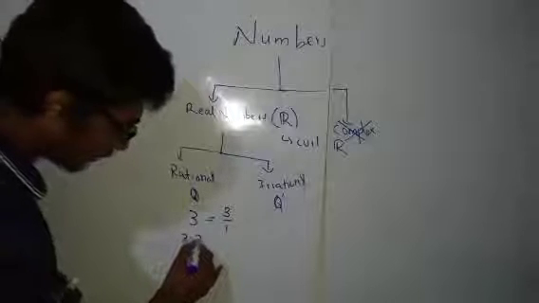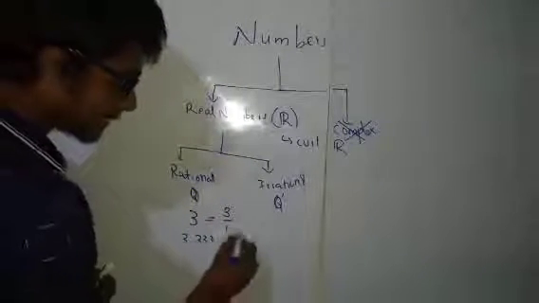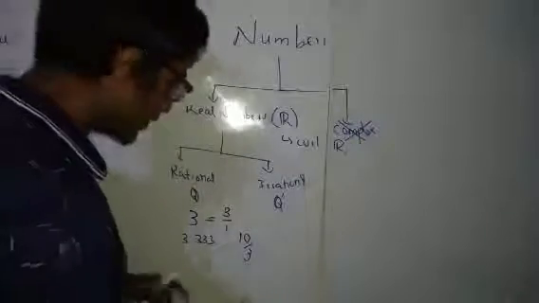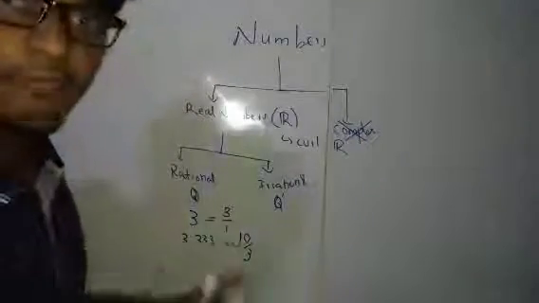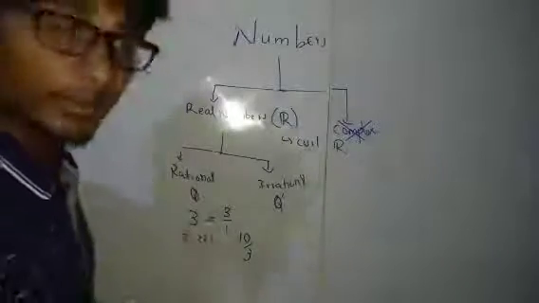If you take 3.3333, like that, this can be written as 10 divided by 3. If you can write a certain number in the form of a fraction, then it is called a rational number.